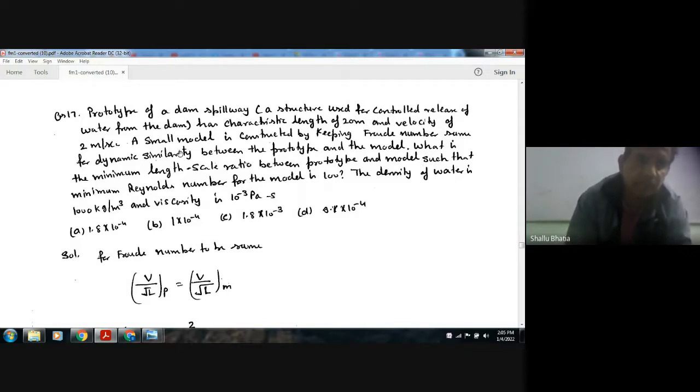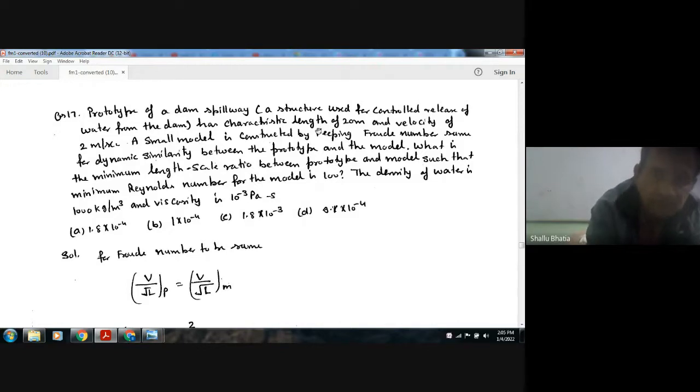Option A is 1.8 into 10 to the minus 4, B is 1 into 10 to the minus 4, and C is 1.8 into 10 to the minus 3, and D is 0.08. Okay, this is what I'm doing: 10 to the minus 4.